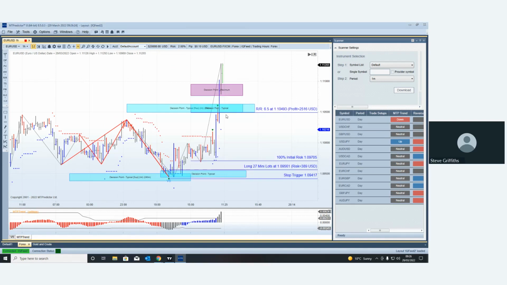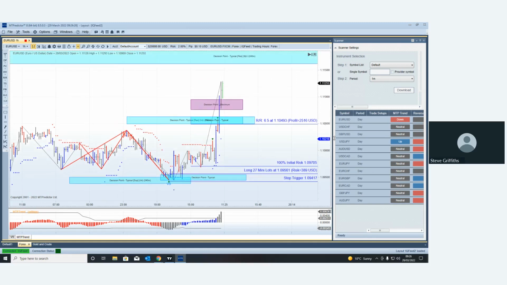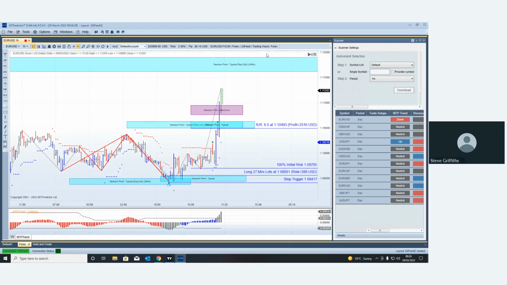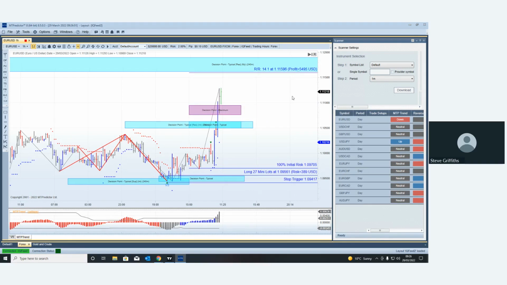Now it went up to the first target where a 6.5R profit was available, but here's our next major resistance area. So you could perhaps look to run this a bit further. Now it hasn't got there yet. I don't know whether it's going to get there. No one does, because it's the future. But can you see how that would increase the profit from about 6R, which would be quite good anyway, up to a potential profit of just over double that at potentially 14R. So again, an example of where you can use the higher time frame DPs to look to let your trades go a little bit further.